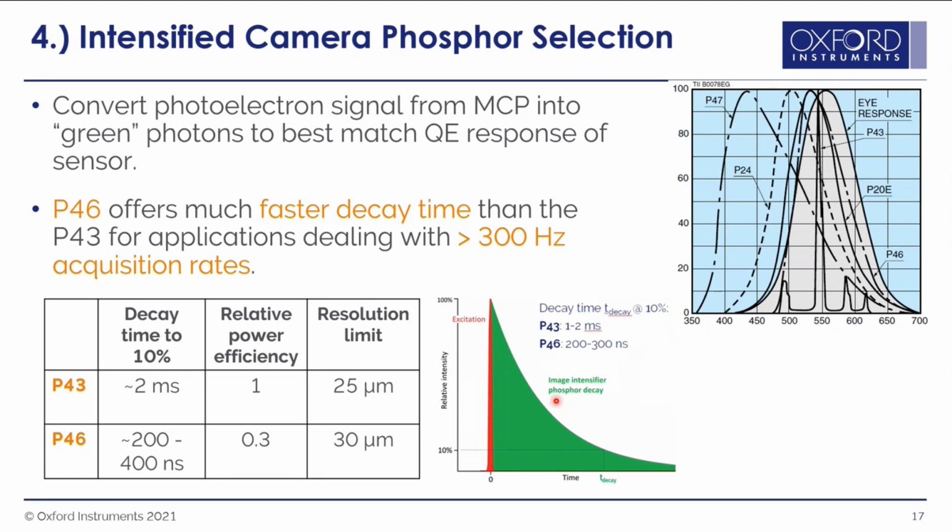Also, because the phosphor itself in P46 is a bit more granular, or has a larger grain size than P43, that limits your resolution slightly relative to P43. So you get a 30 micron resolution limit as opposed to a 25 micron resolution limit. Hence, there are trade-offs if you have to use P46 as opposed to P43. Hence, we try to steer people towards P43 if it's the most fitting thing for their particular application, if you're not going to go down to these really short interframe times of say 200 to 400 nanoseconds.